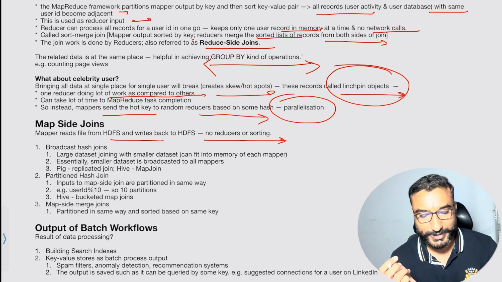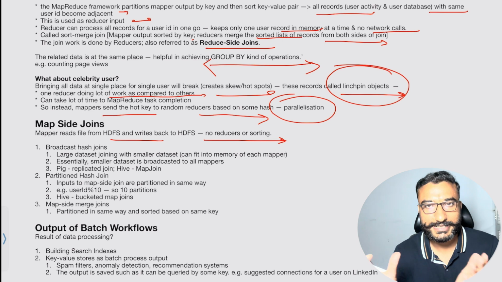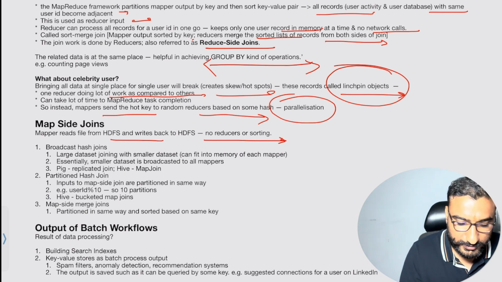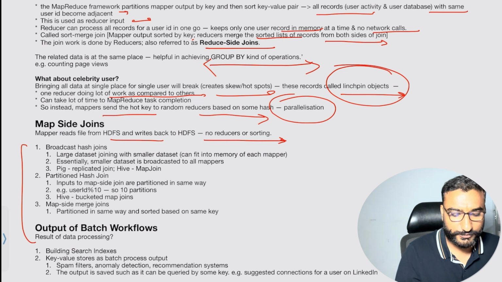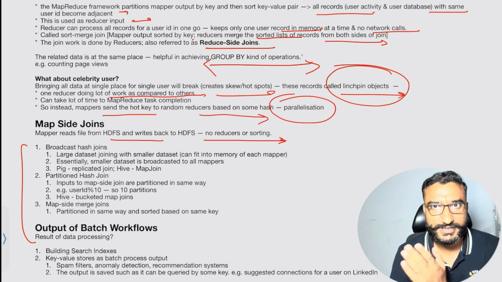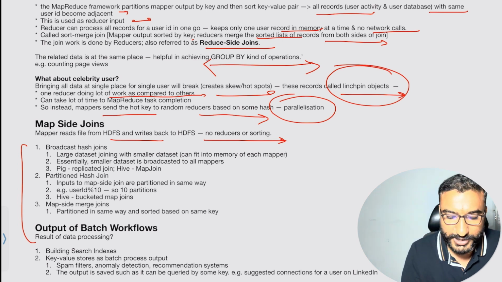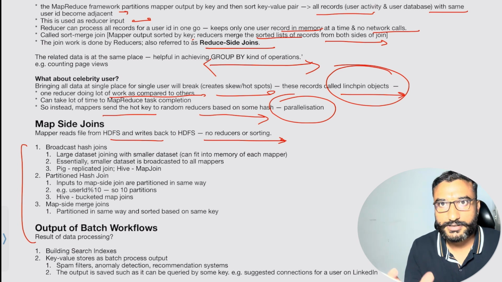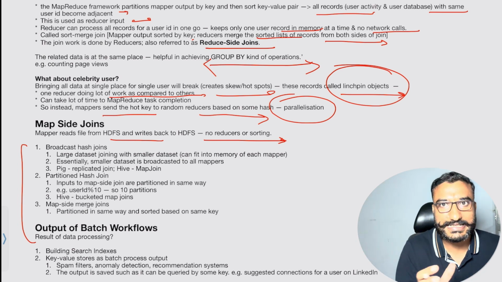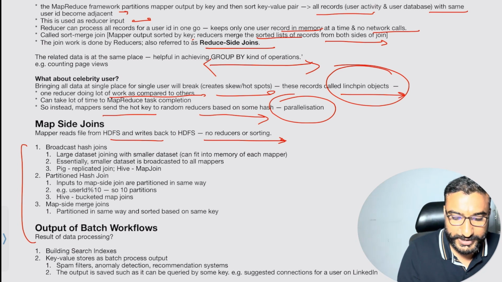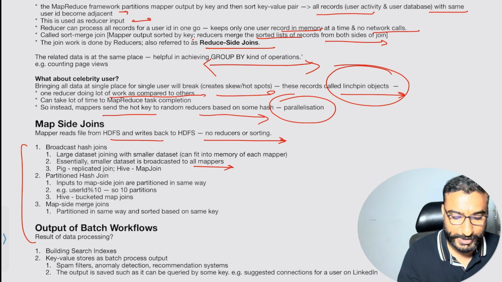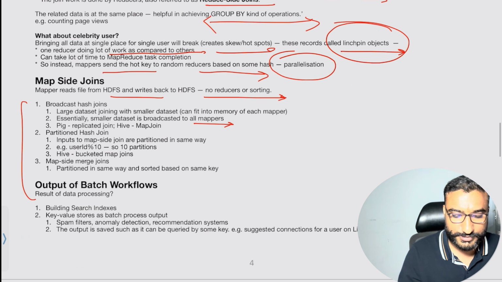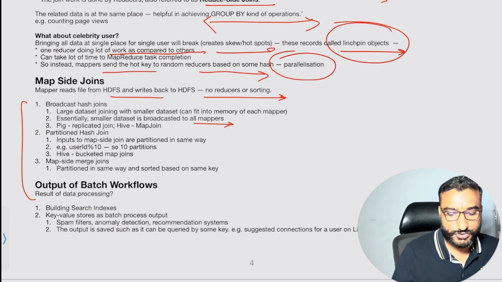Mapper is reading the file from HDFS, doing some processing, and then writing back to the HDFS. There are multiple types. First is broadcast hash joins. This is helpful if there is one large data set and another one is a smaller data set, which can fit into the memory of each mapper that is reading that file. So the smaller data set is broadcasted to all mappers, and then it can be easily joined and handled by the mapper. In Pig, it is called replicated join. In case of Hive, it is called map join.